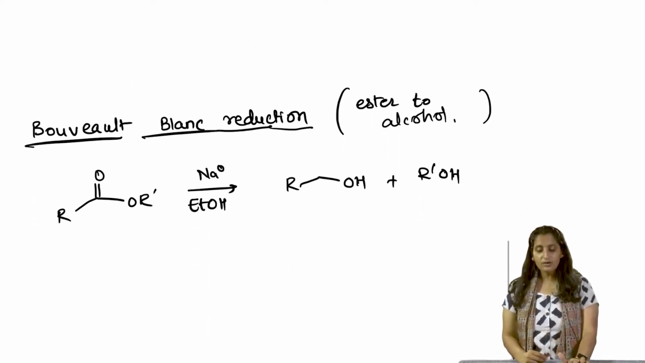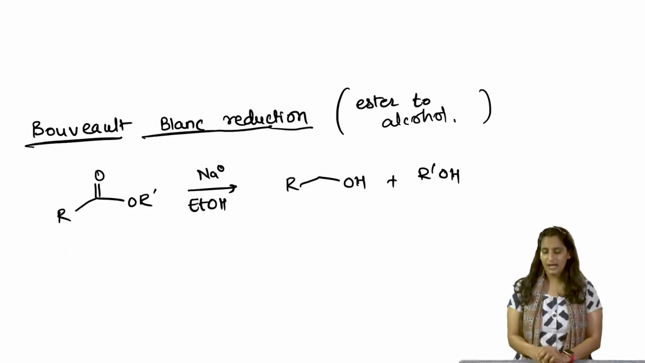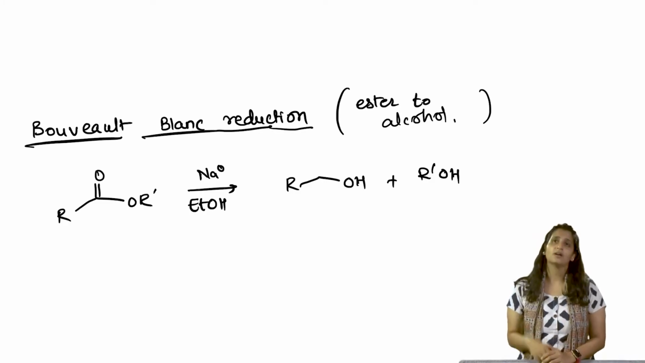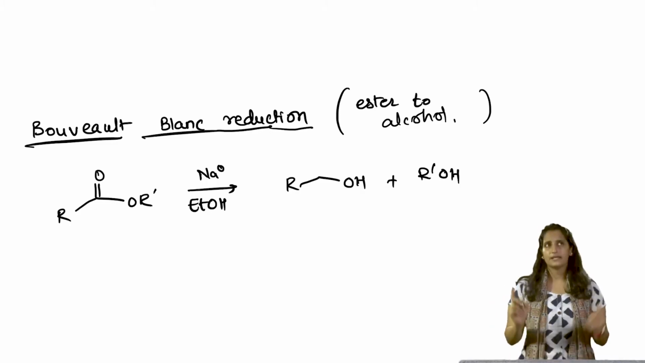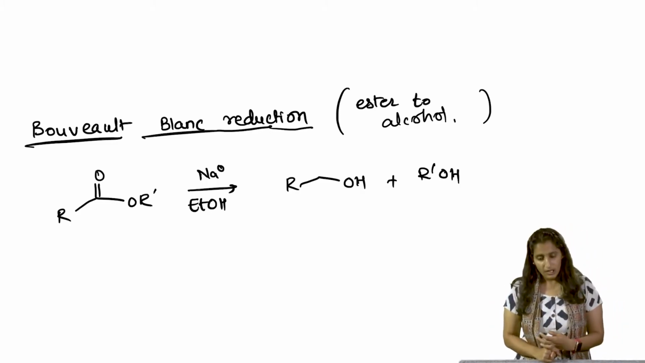Now, there is one more reaction of alcohol formation that we did not cover last time. So, I am just going to use it here, and this is the Bouveault-Blanc reduction. It starts from an ester and we end up forming an alcohol. It is in the presence of sodium and ethanol.